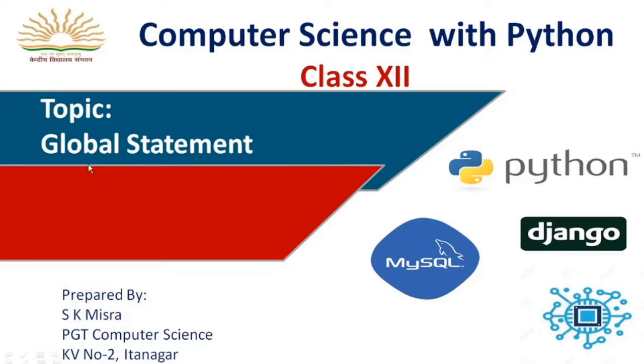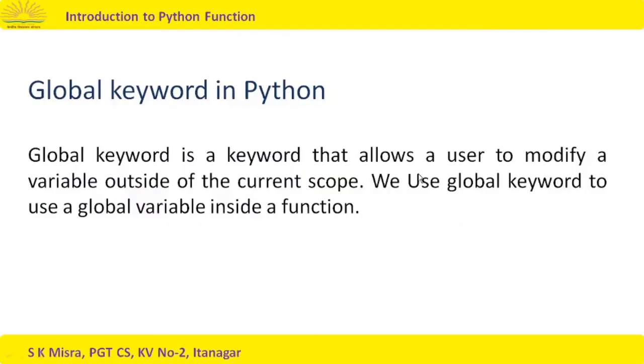In the last few videos, we have seen the difference between local and global variables and their scopes. In this video, we will see the use of the global statement. So let us begin. A global keyword is a keyword that allows the user to modify a variable outside the current scope. That means we can use the global keyword to use a global variable inside a function.